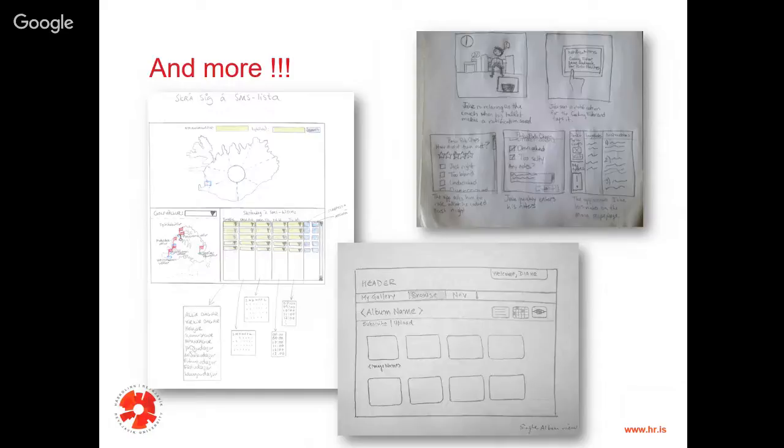But usually it's not as detailed as this one to the left. They were really forcing themselves. It's more common that it's sketched like this. And sometimes you can do a cartoon. This is actually called a storyboard, where you have the history of how the users will use it.